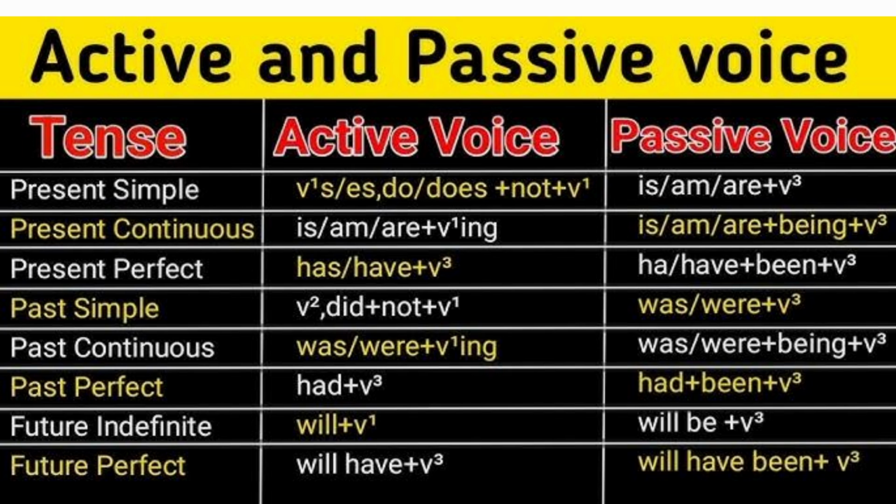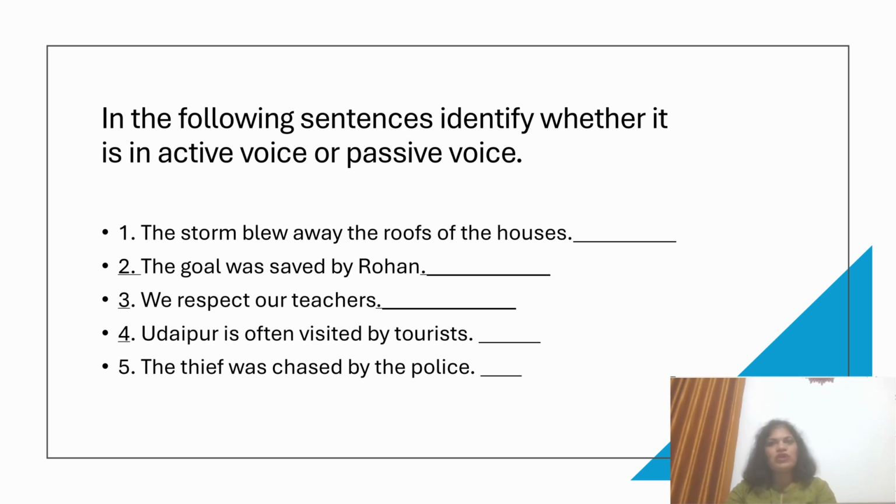Past simple in passive voice will be followed by was or were plus the third form of the verb. In past continuous, was or were plus being plus the third form of the verb. Past perfect, had plus been plus the third form of the verb. In future indefinite, we have to use will be plus the third form of the verb. In future perfect, will plus have been plus the third form of the verb. So just take a screenshot of this slide and follow it whenever you change any sentence from active to passive voice.